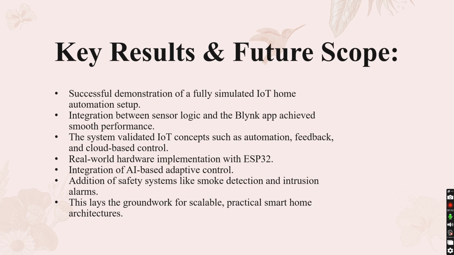Key results and future scope. The project successfully demonstrated a fully functional IoT-based home automation system in simulation. It validated concepts like automation, feedback, and remote control. For the future, real hardware can be added using ESP32 microcontrollers, along with AI-based adaptive control, smoke detectors, and security sensors. This opens the door to practical, scalable smart home systems.